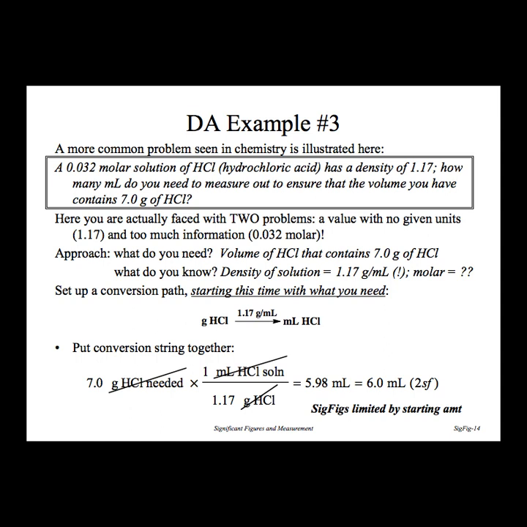7.0 grams of HCl needed times 1 milliliter of HCl for every 1.17 grams of HCl. Notice grams of HCl cancels grams of HCl. And by the way, milliliters of HCl does not cancel. That is a mistake on this slide and will be fixed in later versions. This is equal to 5.98 milliliters, which is equal to 6.0 milliliters. Remember, the milliliters of HCl did not cancel. That was just a mistake that I didn't have time to fix before I got these things out.